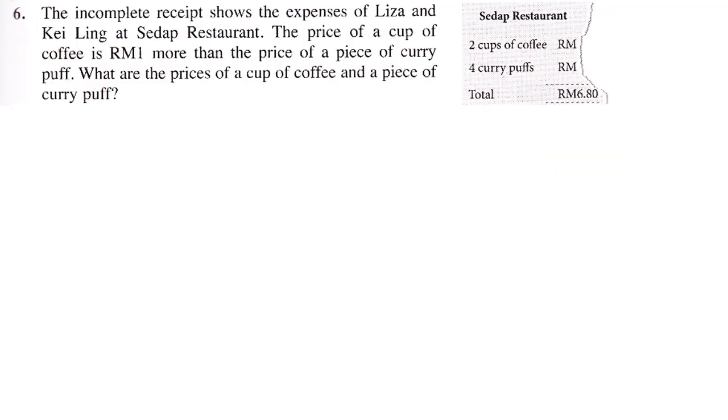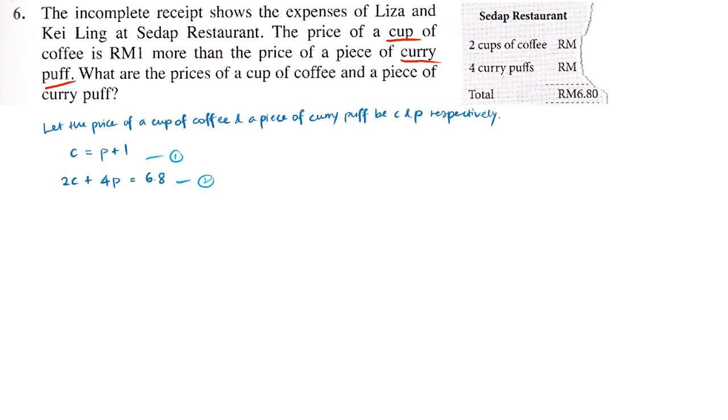The incomplete receipt shows the expenses of Lisa and Kayling at Sedap restaurant. The price of a cup of coffee is 1 ringgit more than the price of a piece of curry puff. What are the prices of a cup of coffee and a piece of curry puff? Alright, so let's see. The information given here is the price of a cup of coffee is 1 ringgit more than the price of a piece of curry puff. So can we first define our terms and then see if we can form a linear equation here.